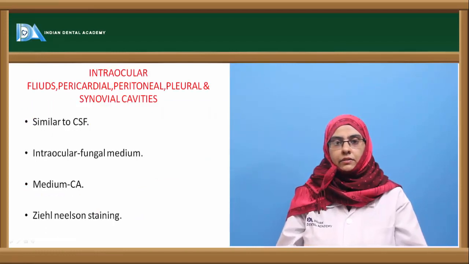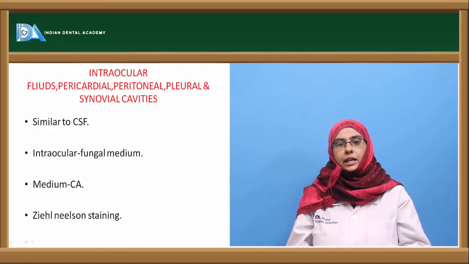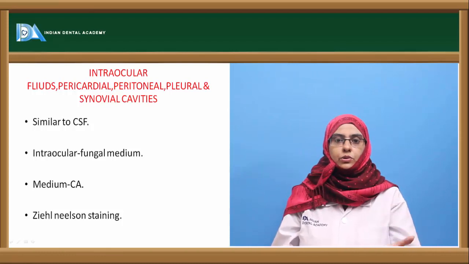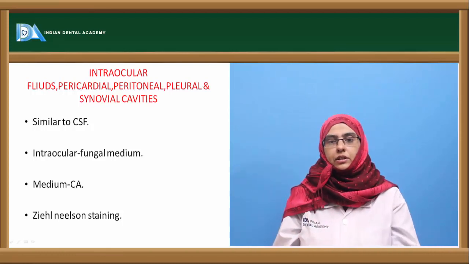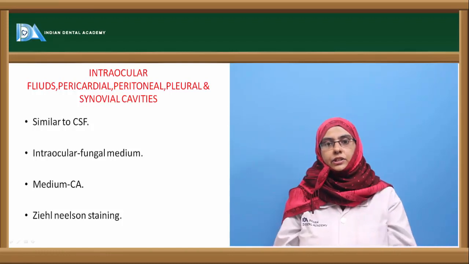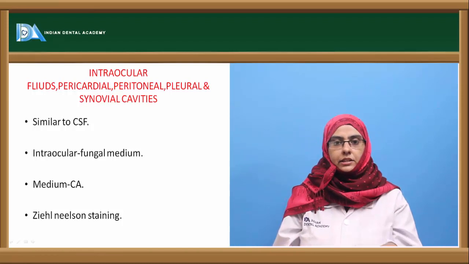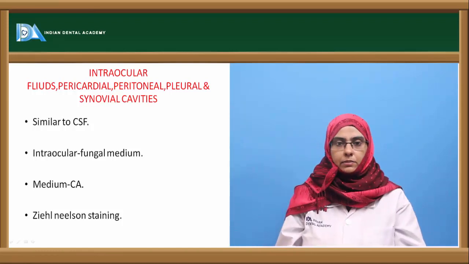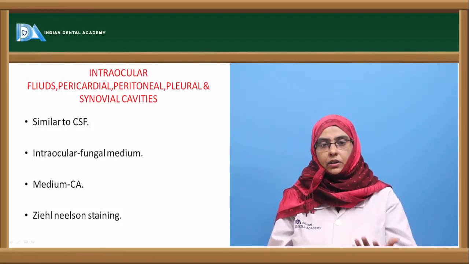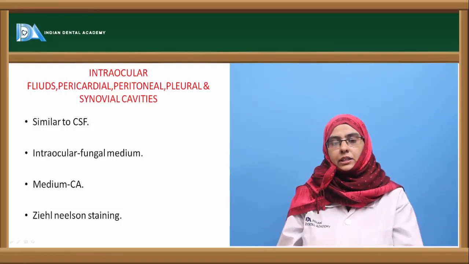Now we have intraocular fluids, and pericardial, peritoneal, pleural and synovial cavity fluids. The way we process the specimen is similar to that of the CSF, that is, cerebrospinal fluid. Take the content, centrifuge half of it and leave half uncentrifuged, then decant the supernatant, and the sediment can be inoculated onto the media. In the case of intraocular specimens, it is mostly fungal media, because intraocular lesions usually contain microorganisms which are nothing but fungi.